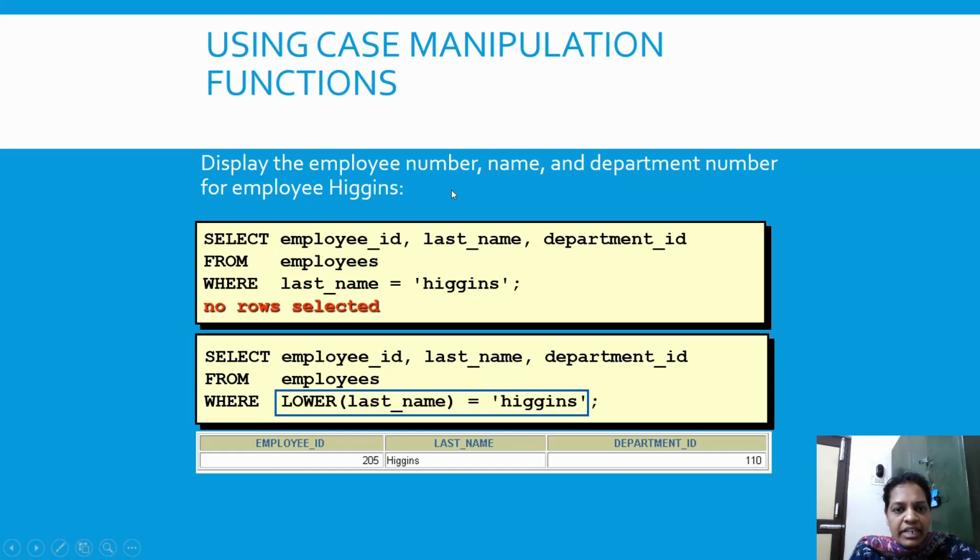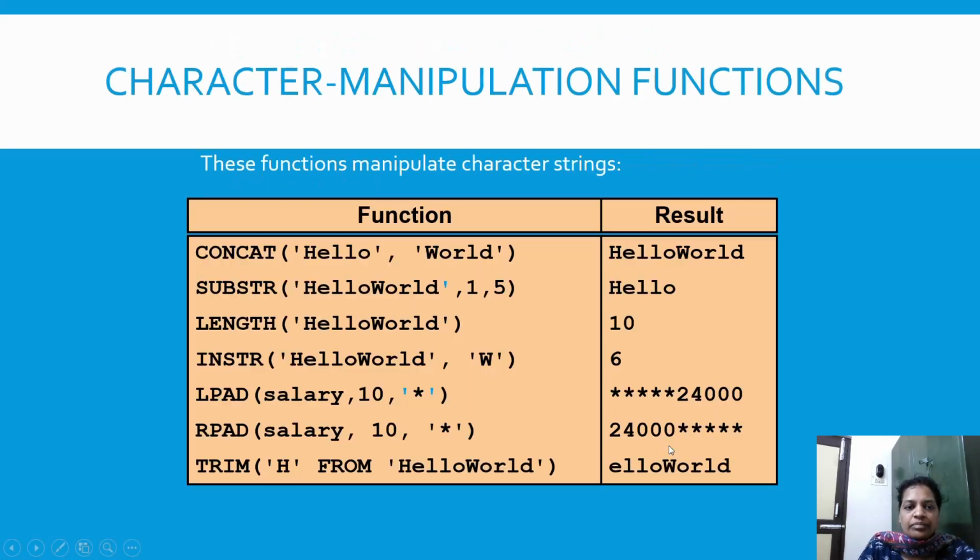Select employee ID, last name, department ID from the table employees where the last name is Higgins. Okay, no rows selected, so it is case sensitive. See, when we give lower, then the particular row is displayed. So select employee ID, last name, department ID from employees where lower of last name equals higgins, when it is given, the employee is selected.